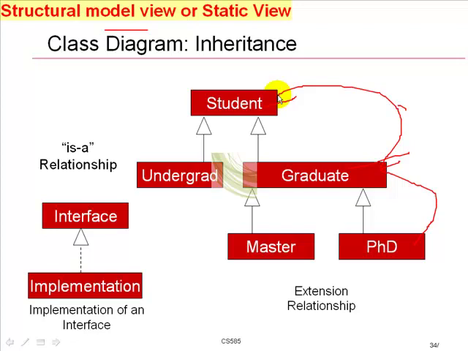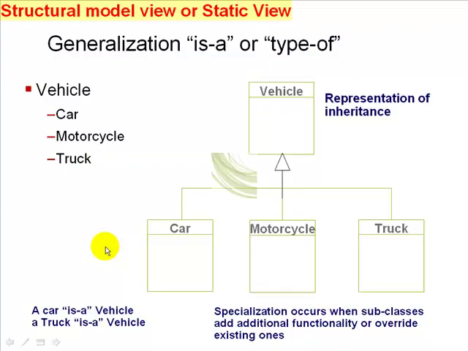Now, what about an implementation of an interface? So we have an interface I that you see here, and then a class implements an interface using this notation in UML. Same thing as the inheritance, except it's a dotted line going down to the class that implements the interface. Remember, two interfaces can extend one another. If they do, then it's a straight inheritance relationship between them.